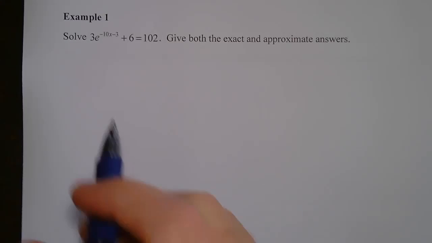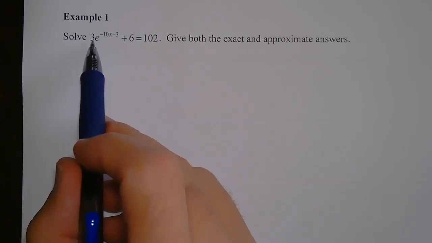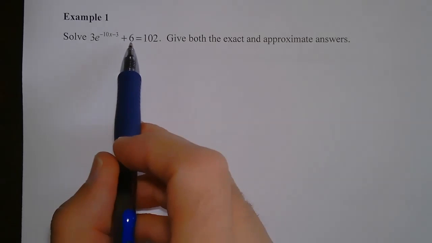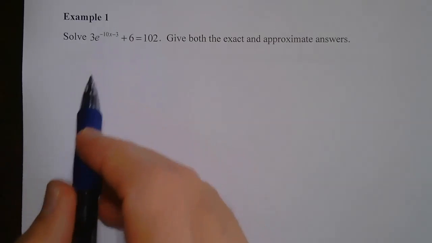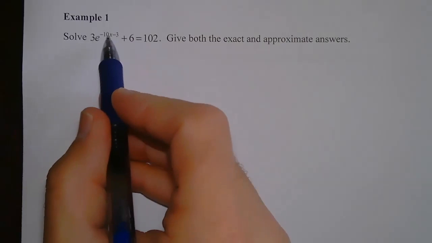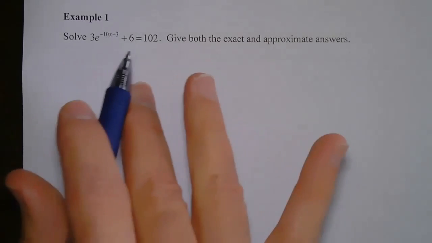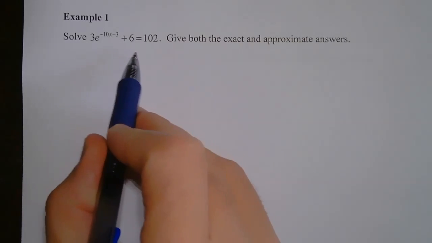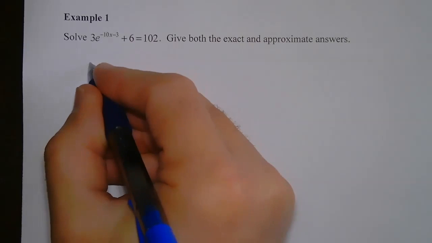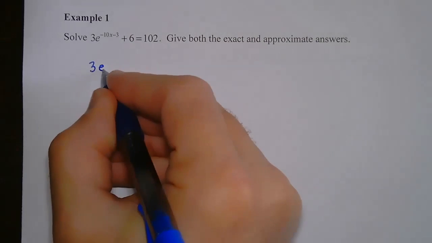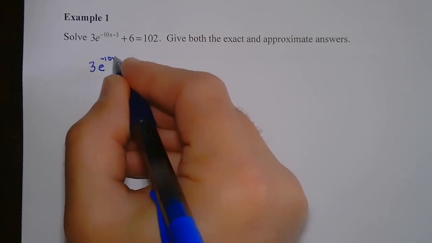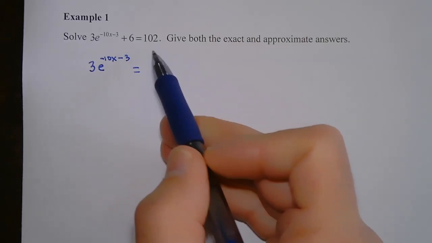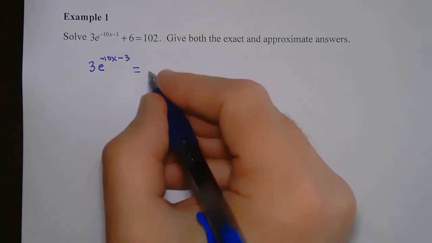All right, for example 1, what I want us to be able to do is solve 3 times e to the negative 10x minus 3 power, plus 6, is equal to 102. So what we want to do is get e to the power, this base and exponent, by itself first. The easiest thing to do is subtract 6 from both sides. That gives us 3 times e to the negative 10x minus 3 is equal to 102 minus 6, which is 96.